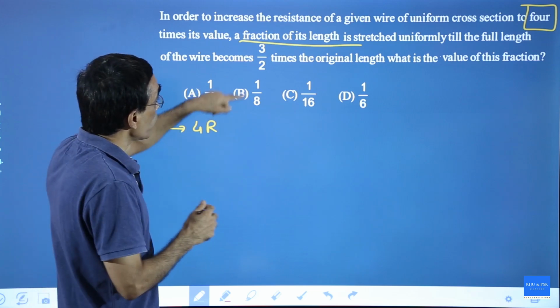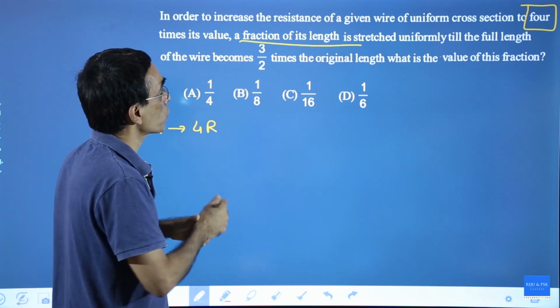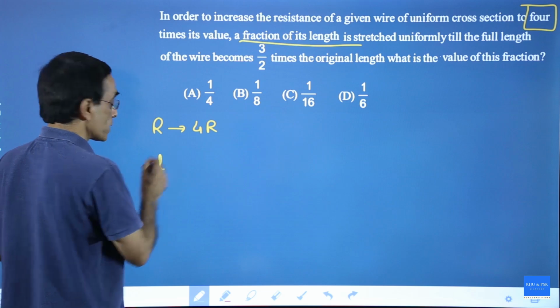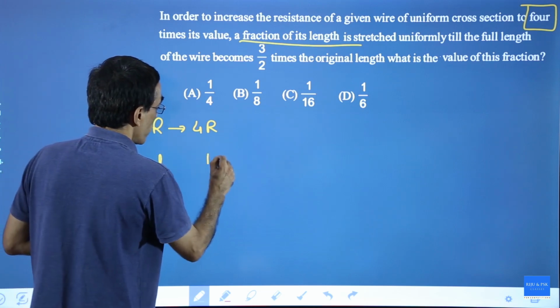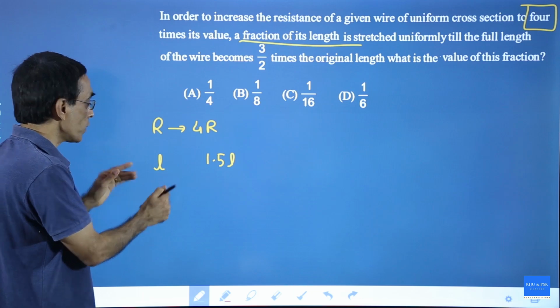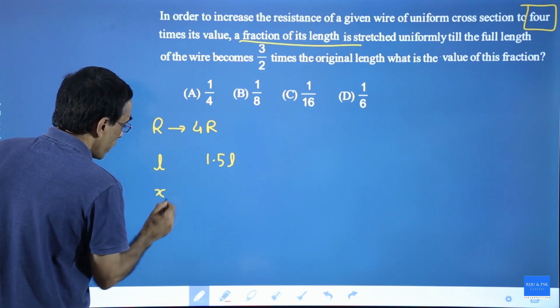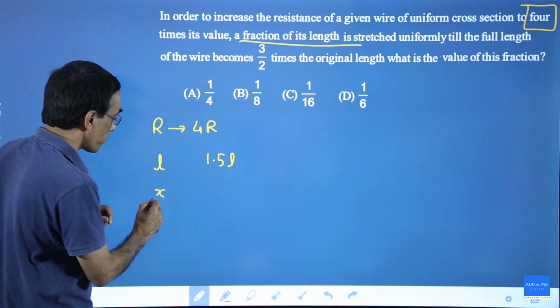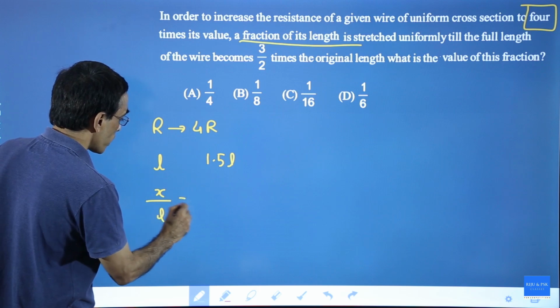And the new length, the total length, is 3/2 times the original length. Suppose the original length was L, the new length is 1.5 L. And are you stretching the complete length of this one? No, you are stretching only a part called x. So what is that part? x by L. This is what is asked.